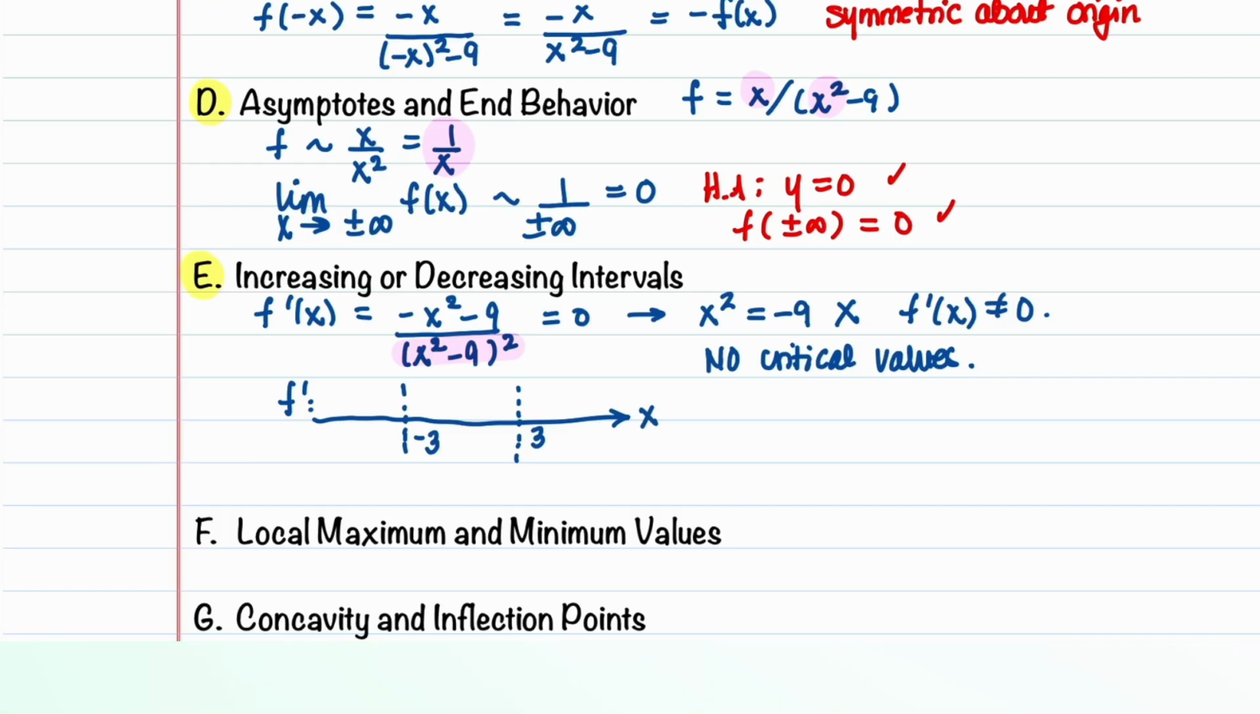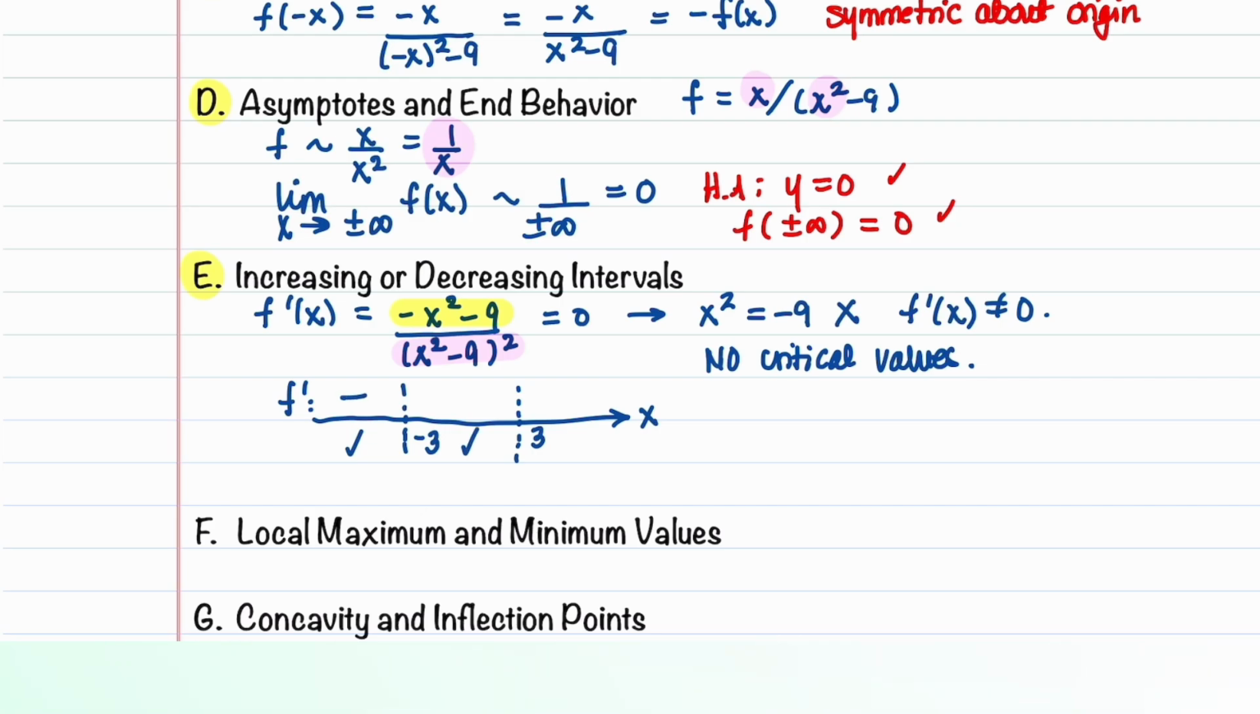Notice that the denominator that I highlighted here in pink is positive, so we don't have to worry about that. We just need to look at this part right here, minus x squared minus 9. If we pick a point to the left of minus 3 in this region, f prime is going to be negative.